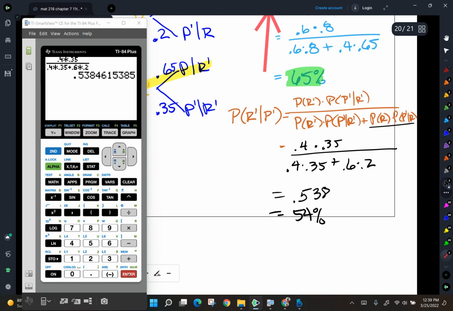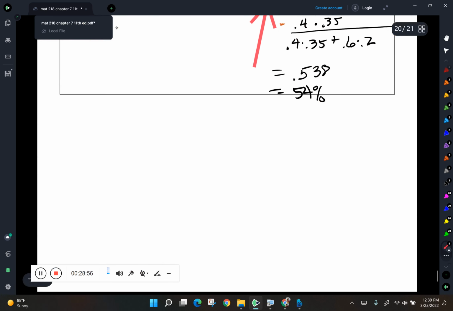And so what is that attempting to tell me? Well, if I go into the pile of people that I know didn't pass the exam, and I randomly select a paper, there's a 54% chance that they did not do the review packet, given that they did not pass the exam. Okay?